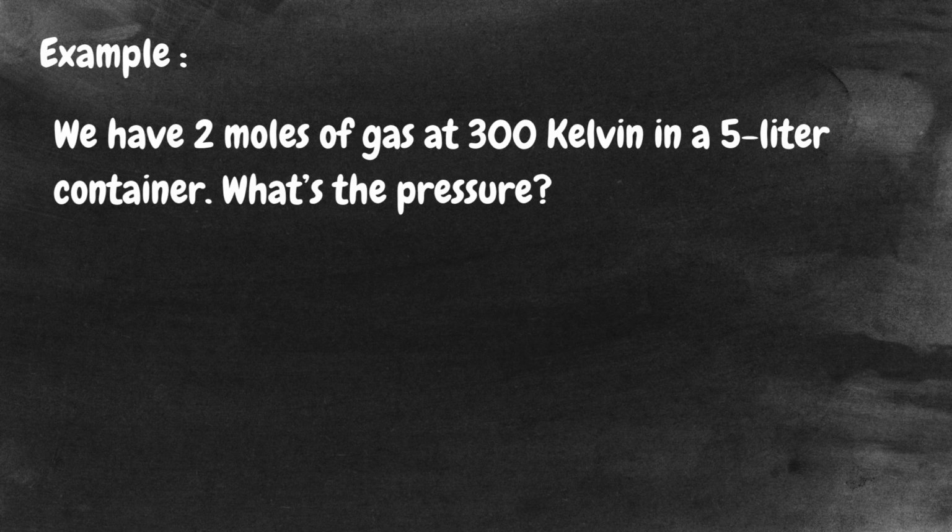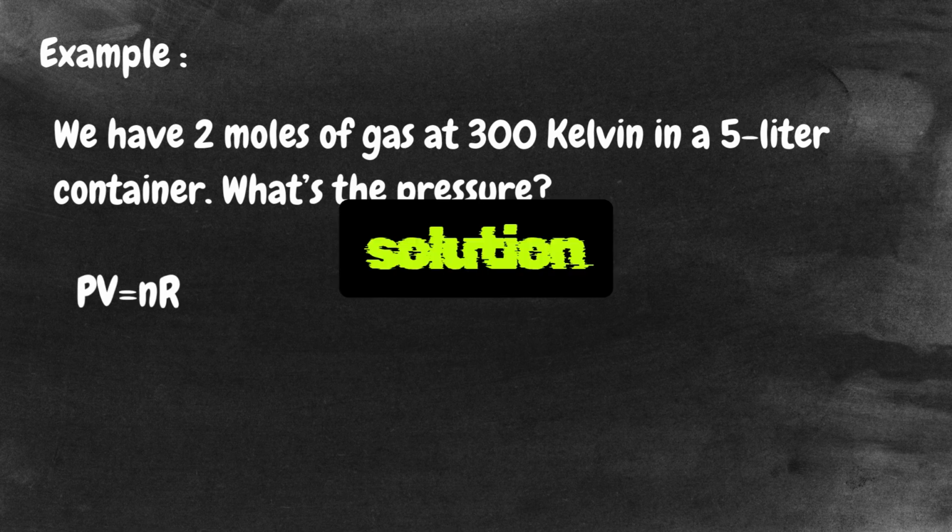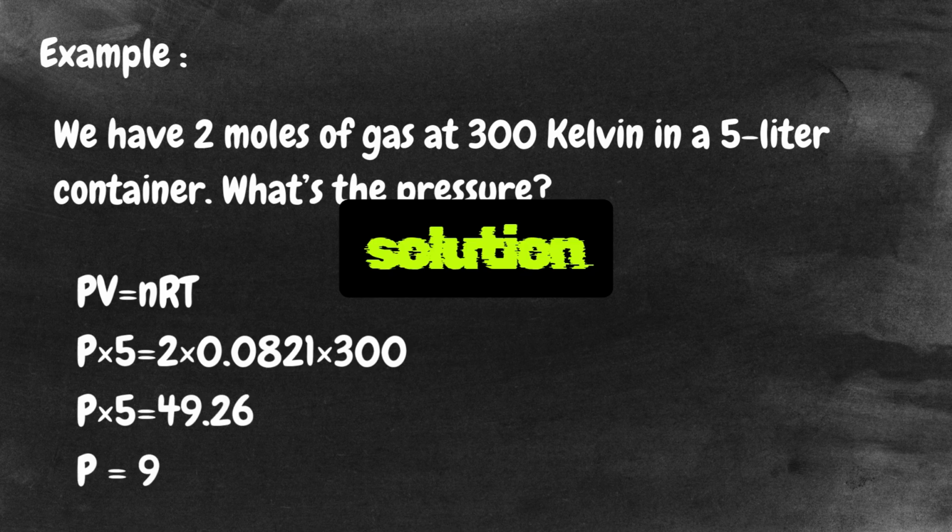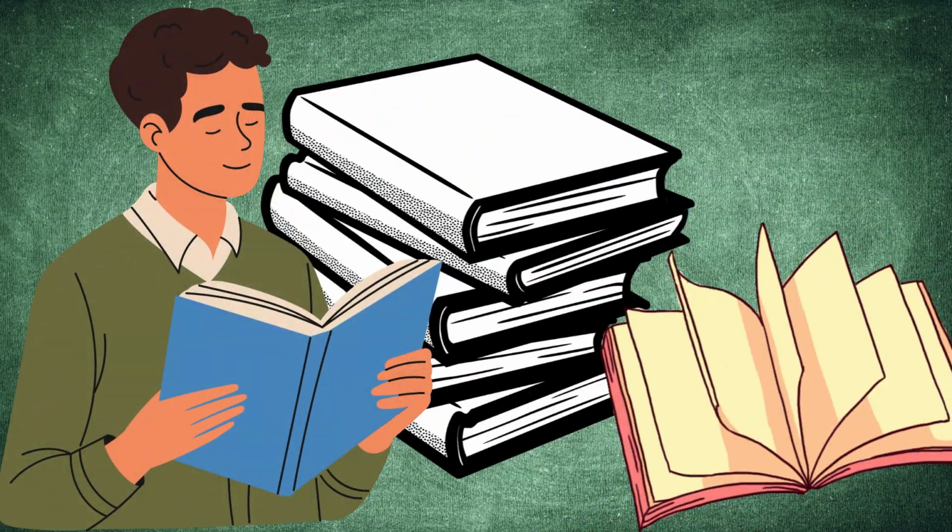Let's try it. We have 2 moles of gas at 300 Kelvin in a 5-liter container. What's the pressure? PV equals nRT. P times 5 equals 2 times 0.0821 times 300. P times 5 equals 49.26. P equals 9.85 atm. So, the pressure inside the container would be about 9.85 atmospheres, nearly 10 times the air pressure at sea level.